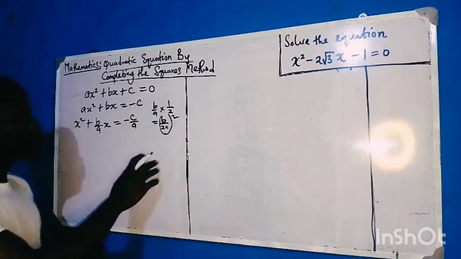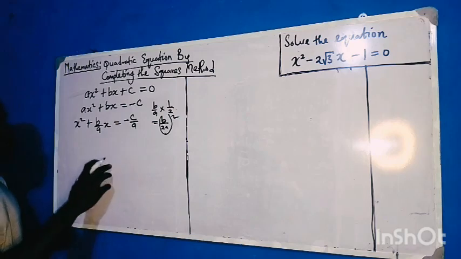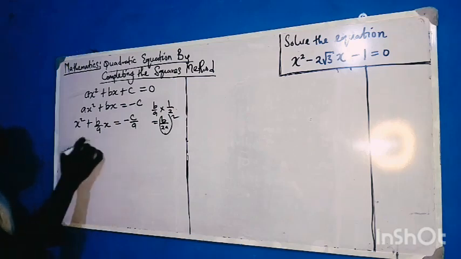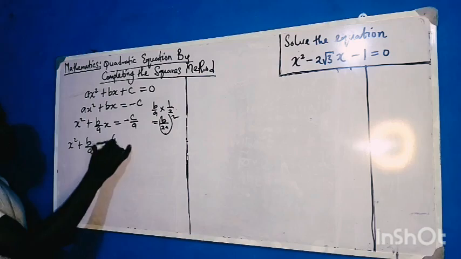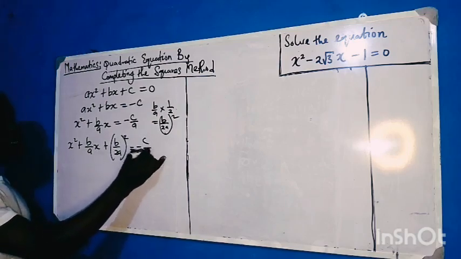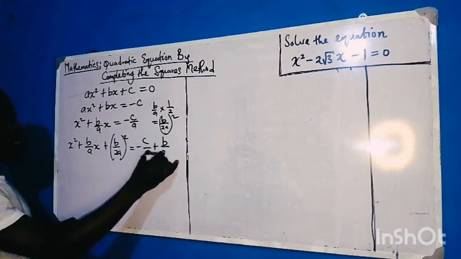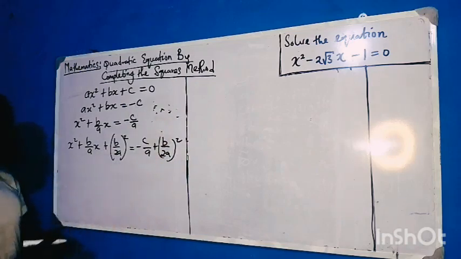That's our perfect square. So we add this perfect square, b over 2a all squared, to both sides of the equation. So our equation now becomes x squared plus b over a x plus b over 2a all squared is equal to minus c over a plus b over 2a all squared. So that's our perfect square.